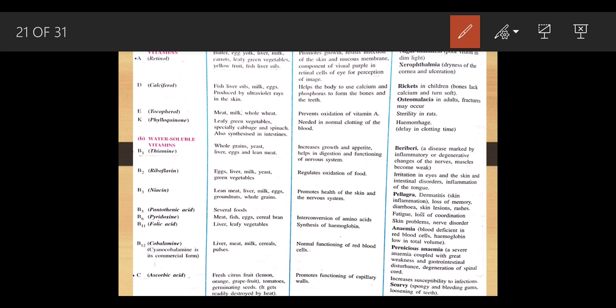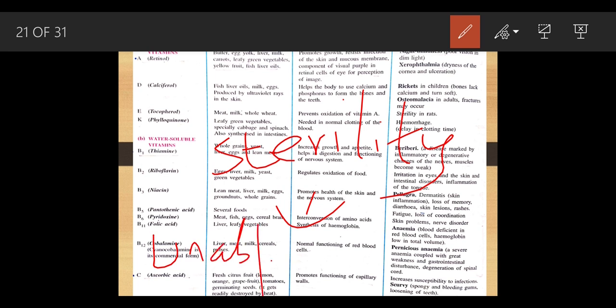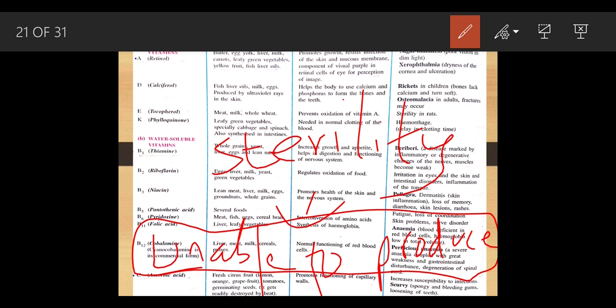What happens if there is a deficiency of vitamin E? A condition called sterility occurs. What does sterility mean? Sterility means unable to reproduce. In easier terms, not being able to give birth to young ones.